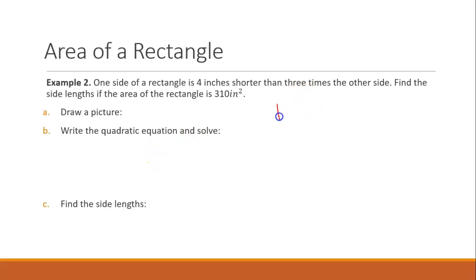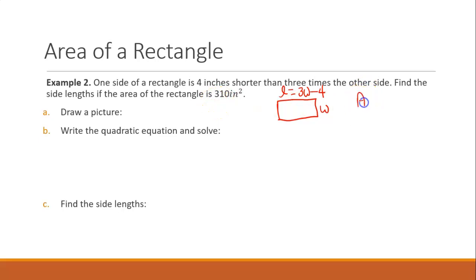Welcome back. You should have started by drawing your rectangle. And you know we have a length and we have a width. It says one side of a rectangle is 4 inches shorter than 3 times the other side. So I'm going to say that we don't know the width again. So the length is what we're looking at here. It's 4 inches shorter than 3 times the other side. And we're going to find the side lengths if the area of the rectangle is 310 inches squared.